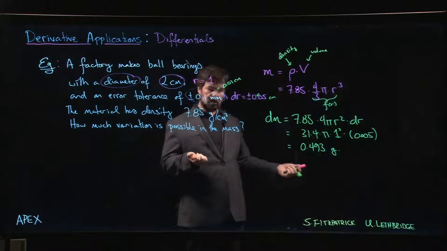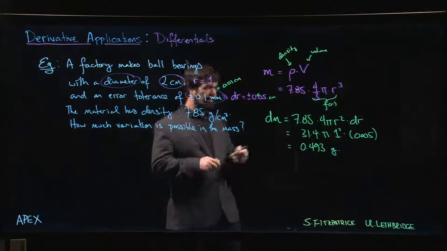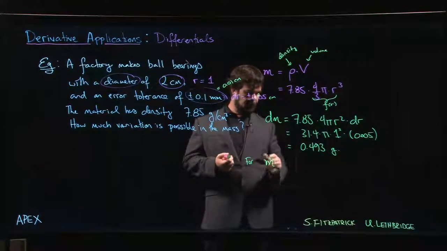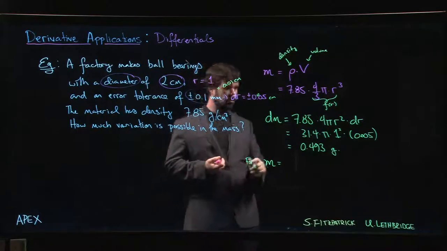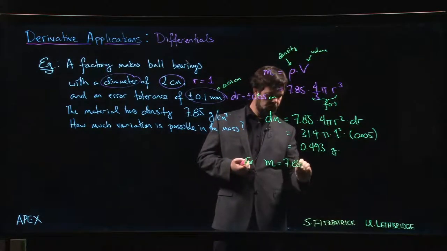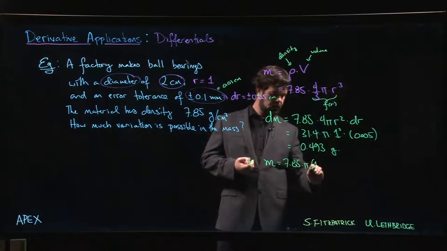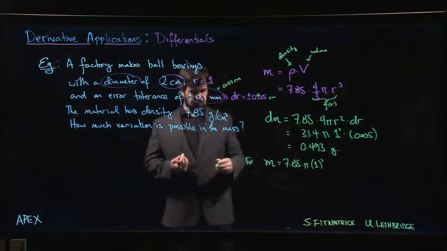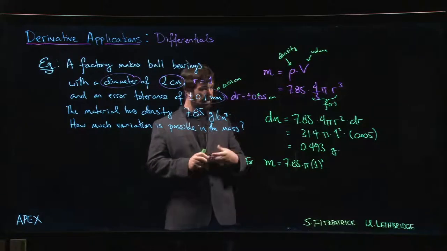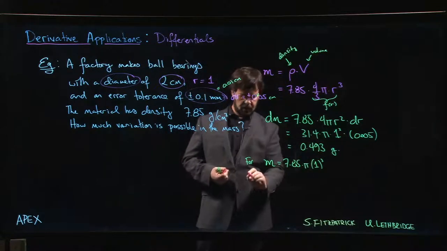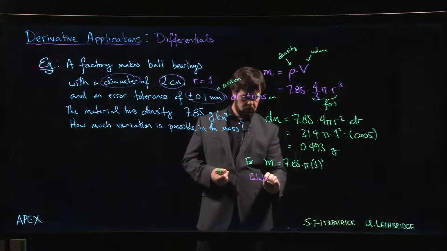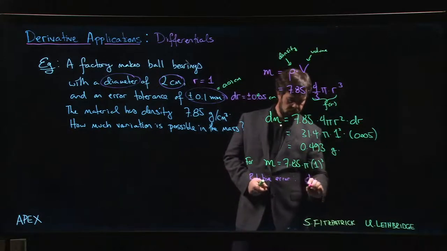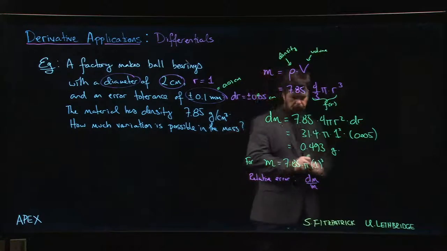Is that a good or a bad thing? Well, I don't know. What's the actual original mass? And so now we might come back and say, well, okay, that's fine, but this is for how much mass? This is for m equal to 7.85 times pi times 1 cubed. So the relative error is really what we care about here. So this error relative to that is going to be dm over m.